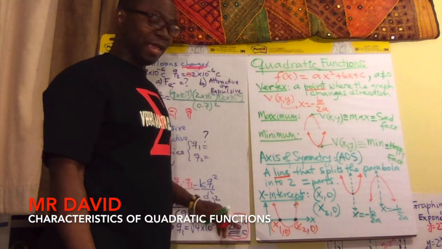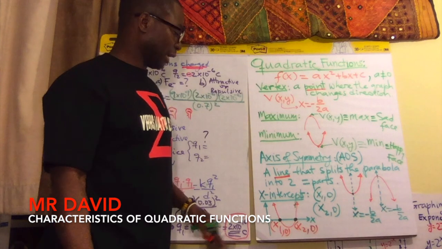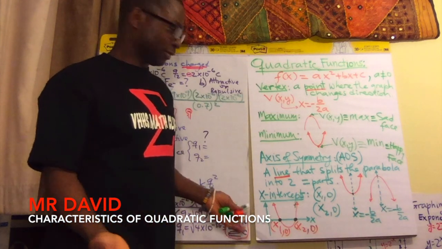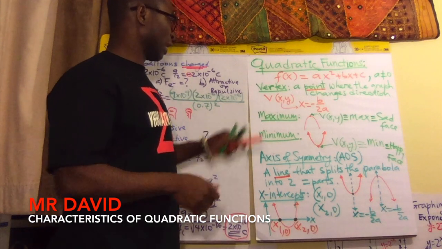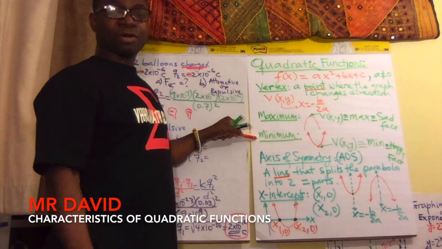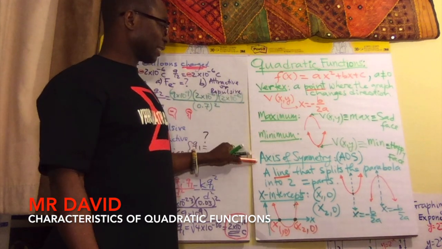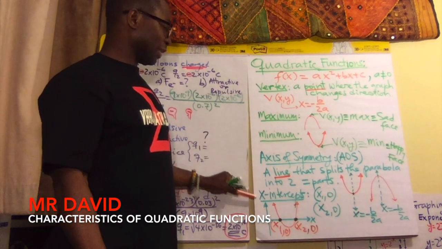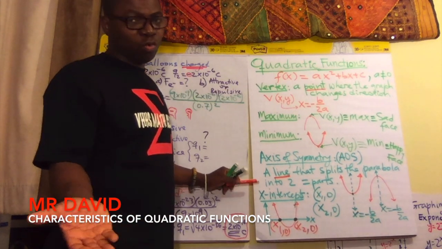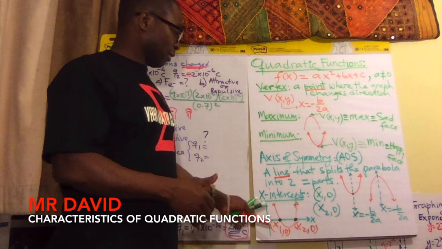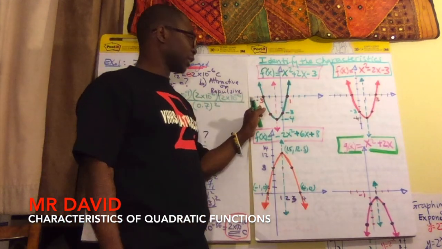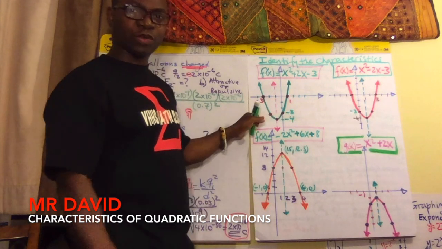Then the last one is the y-intercept, wherever the graph crosses the y-axis. So we have the vertex, the maximum or the minimum, the axis of symmetry, the x-intercepts, and then the y-intercept. You all know the y-intercept: it's where the graph crosses the y-axis. Now, if we look at this first function, this will be our first example.